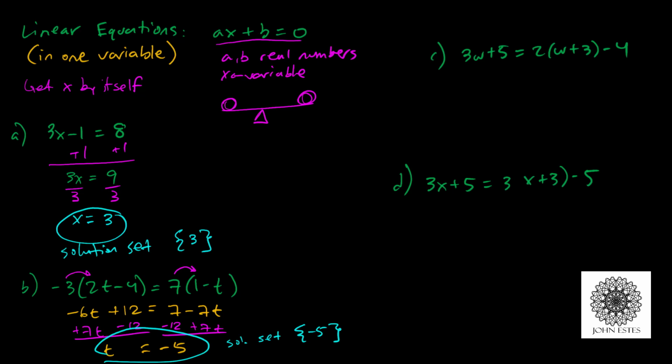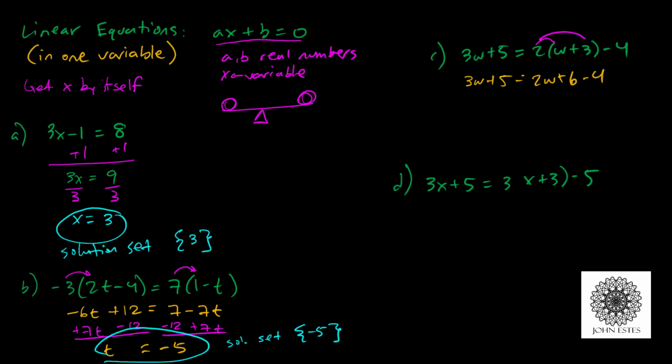So in part C, again, I need to apply the distribution property, and I end up with 3w plus 5 equals 2w plus 6 minus 4.